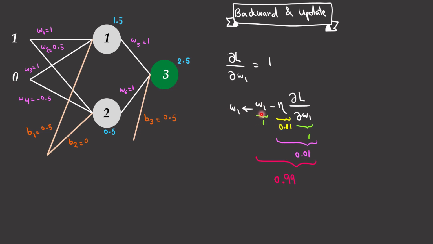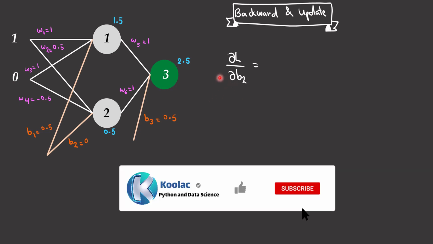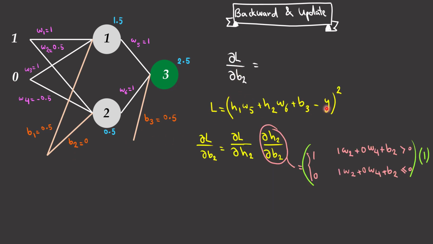So you can see the old value of w1 is 1. This is the learning rate, and the partial derivative is 1. So if you calculate all this stuff, the new value of w1 would be 0.99. But now let's take another example, and suppose that we want to update the bias 2. In order to do so, we should calculate this partial derivative. So this is the loss function, and we want to calculate the partial derivative of the loss function with respect to b2.